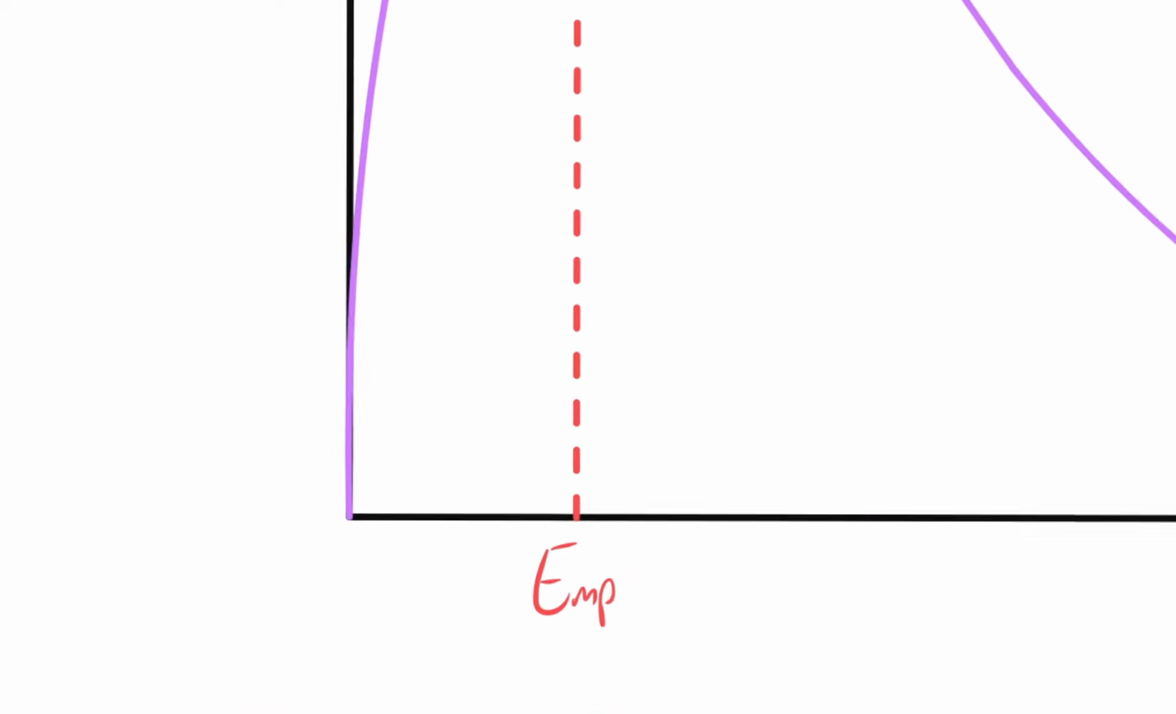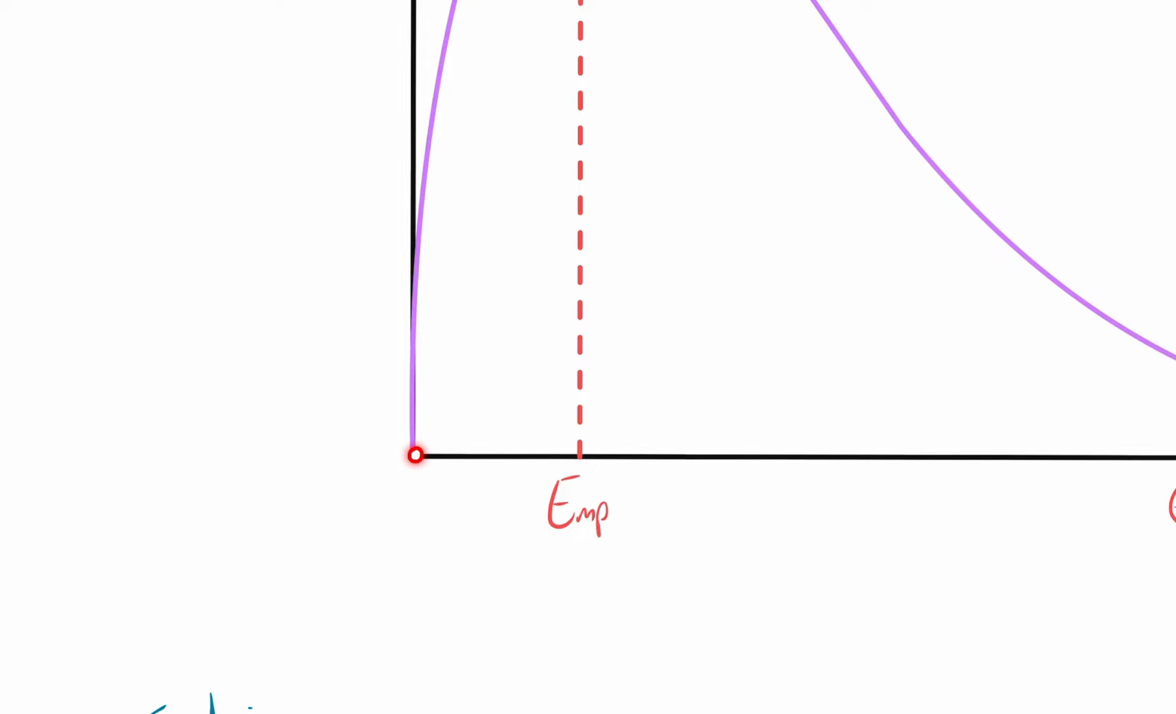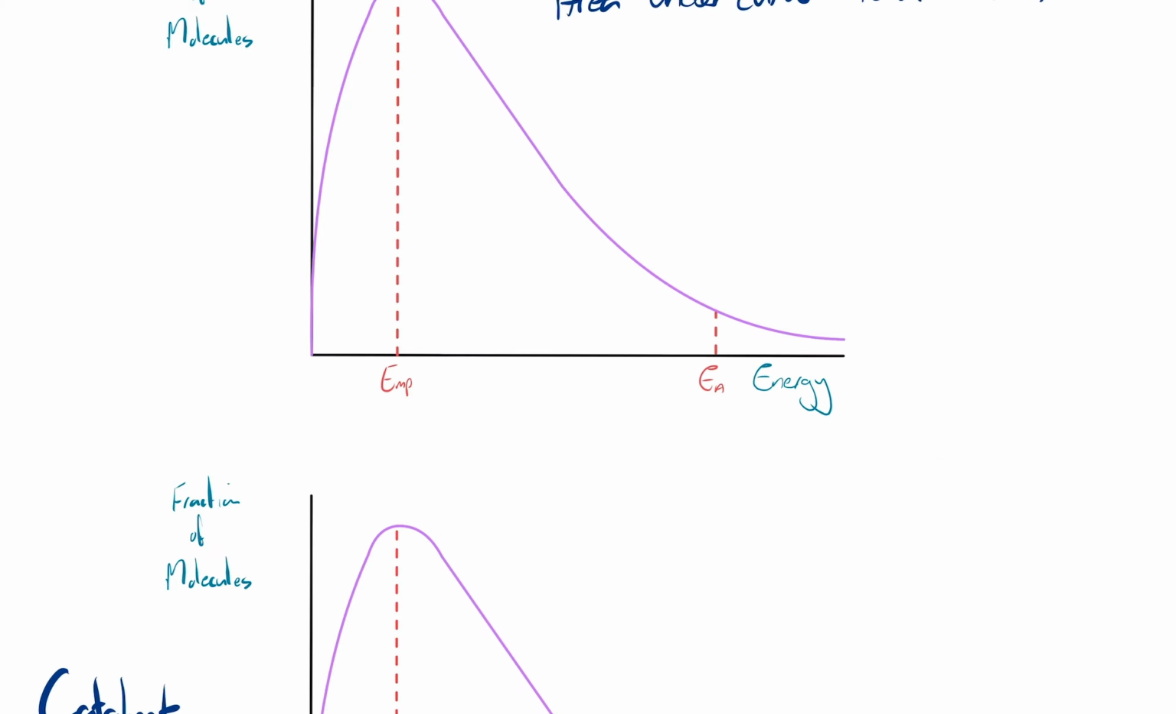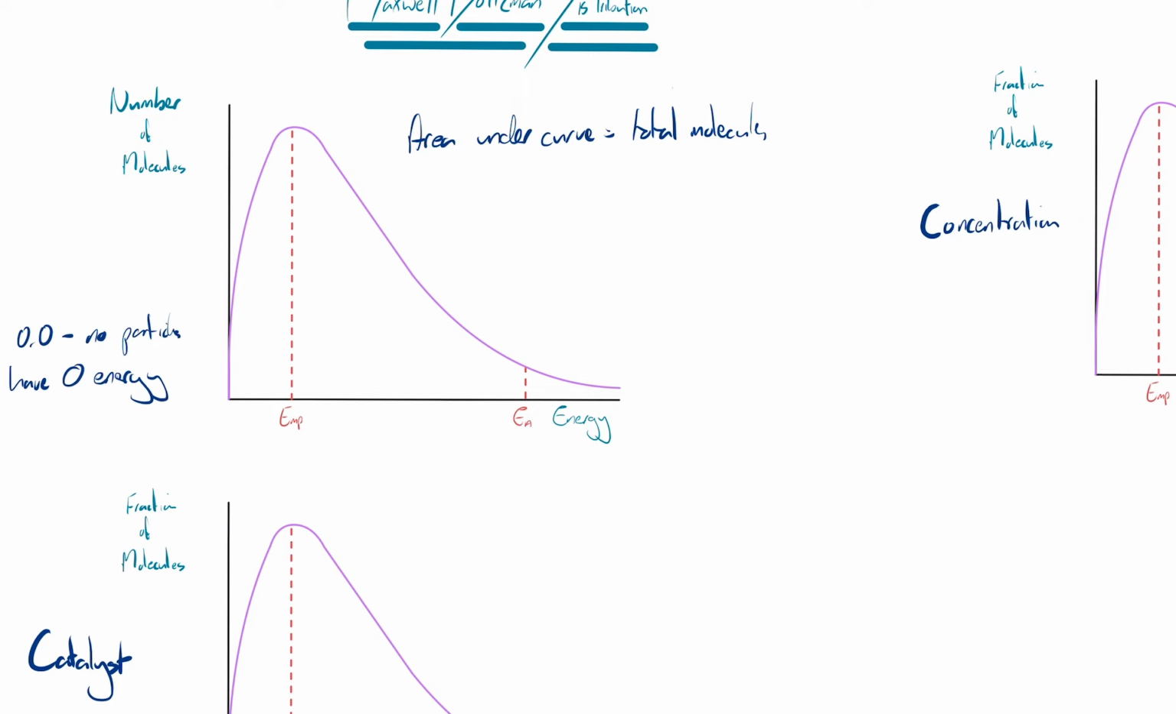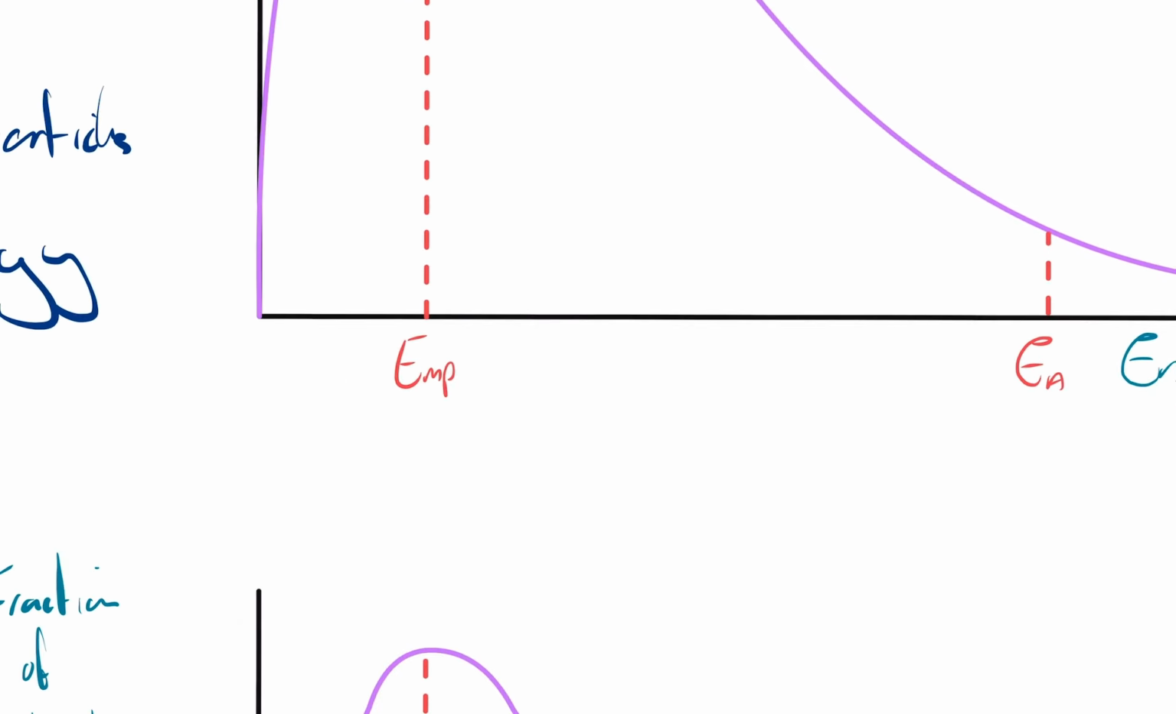Now first thing we need to know is we do start at the origin, right? We start at 0, 0. And that's because no particles can ever have zero energy, right? Which means that all molecules will have at least some energy. That's what we need to know for starters. Now, the peak of our graph represents the most probable energy. Peak equals most probable.